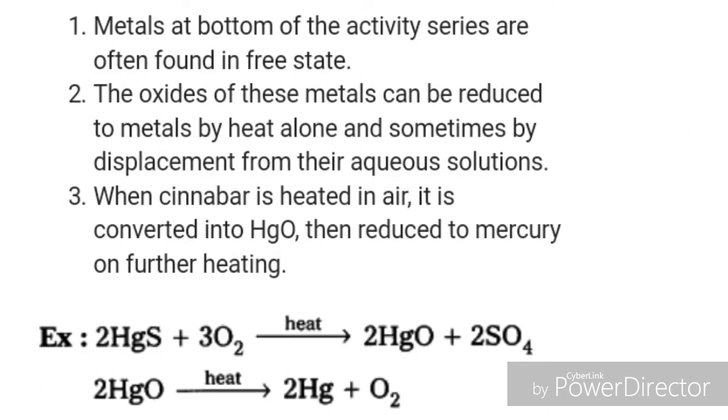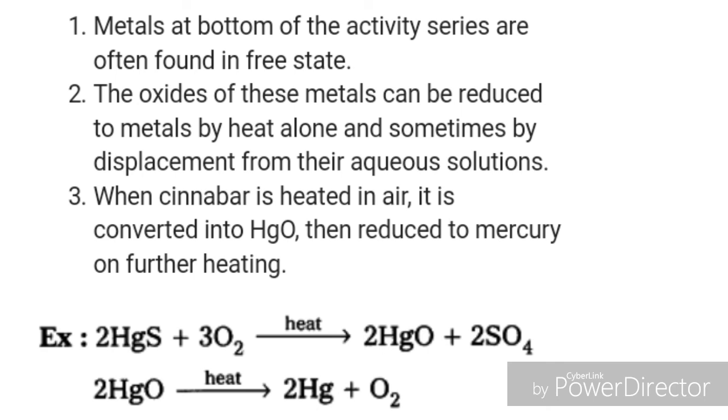Now let us see the extraction of metals at the bottom of the activity series. Metals at the bottom of the activity series are often found in the free state. They are least reactive. The oxides of these metals can be reduced to metals by heat alone and sometimes by displacement from their aqueous solutions. When cinnabar, the ore of mercury, is heated in air, it is converted into mercuric oxide, then reduced to mercury on further heating. You can see the chemical reactions here.